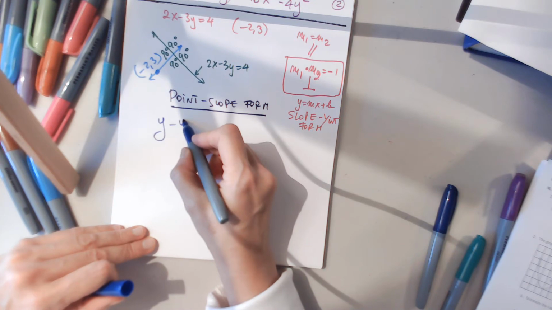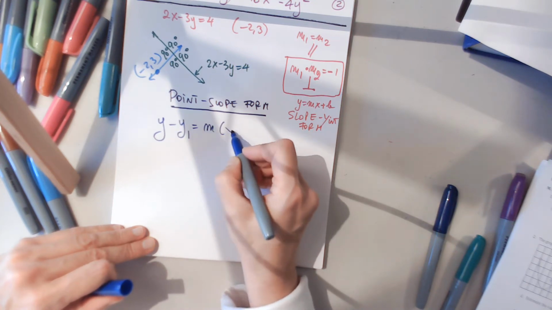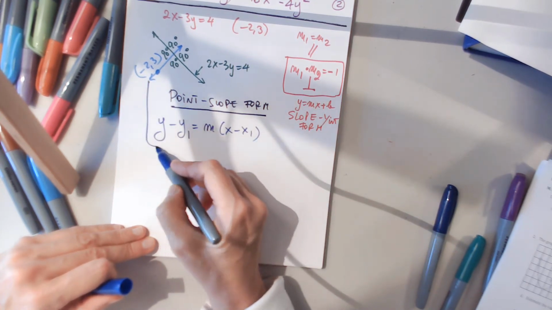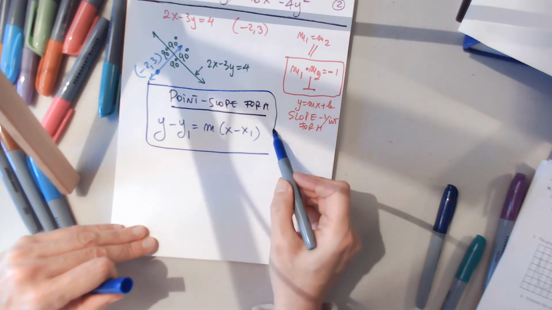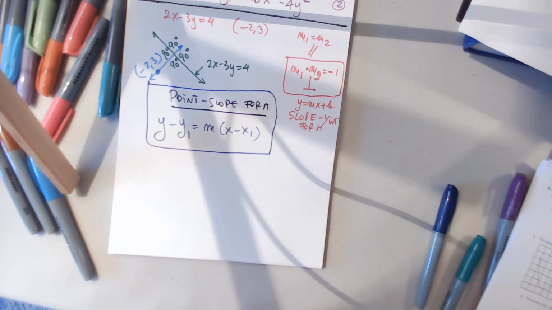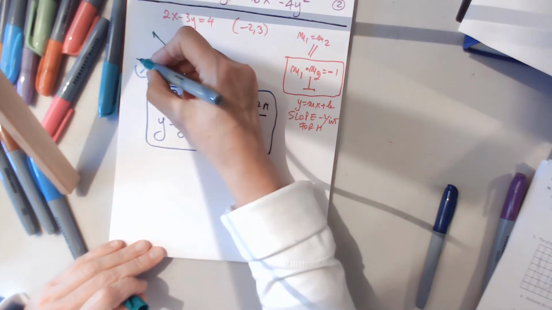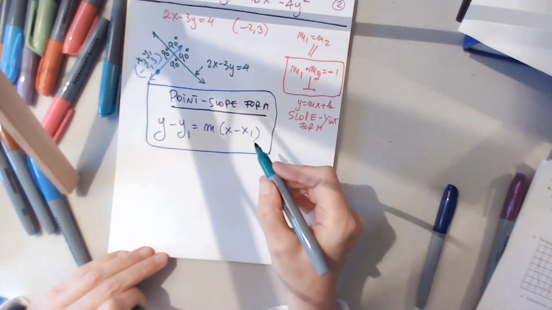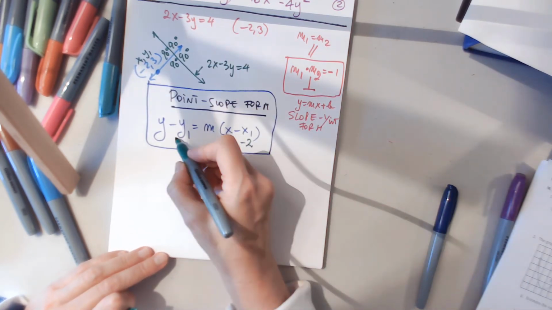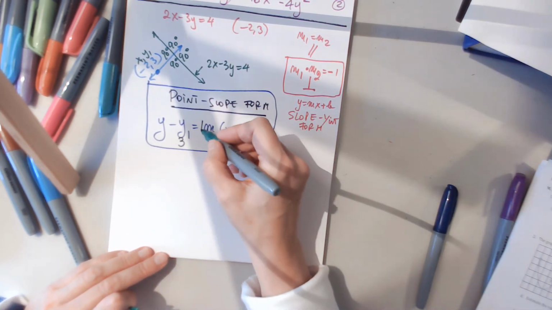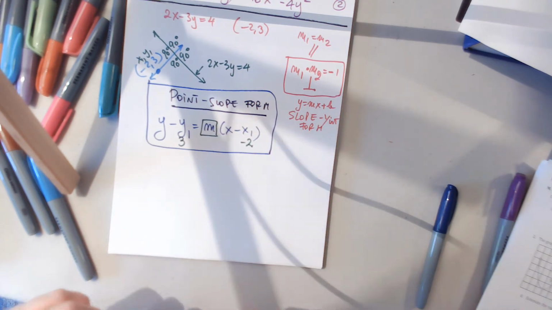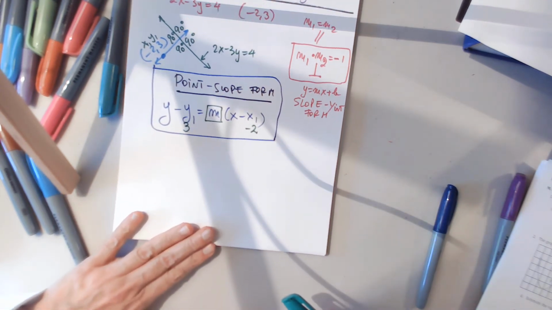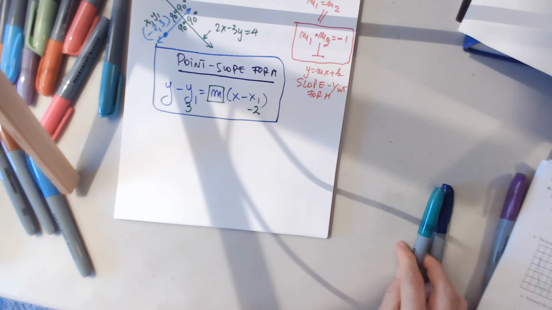Would it be f of x is equal to, oh yeah, that. Never mind, that's okay. So y minus y1 equals the slope times x minus x1. And we do have the point. The point is given to us as x1, y1. So that is -2 and this is +3. The only thing we're missing is the slope. But we do know how to determine the slope.